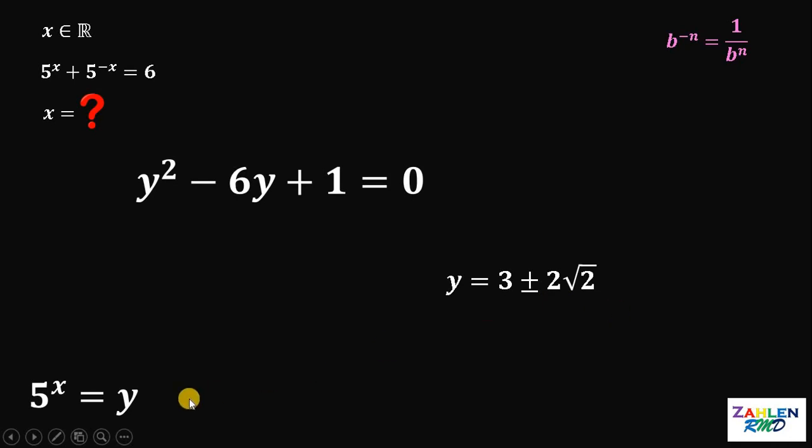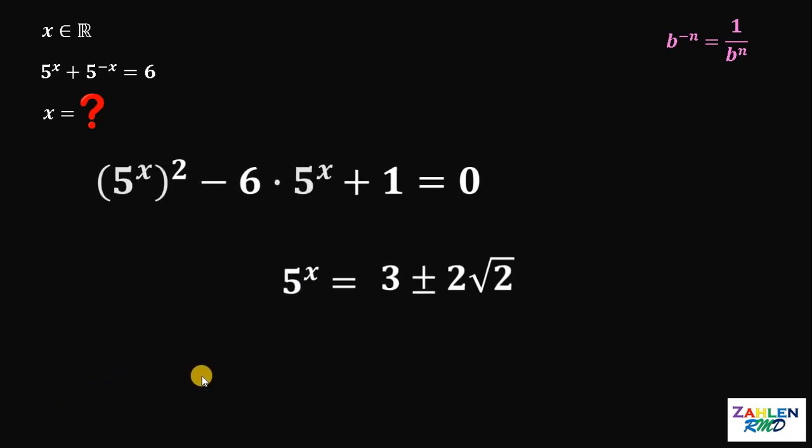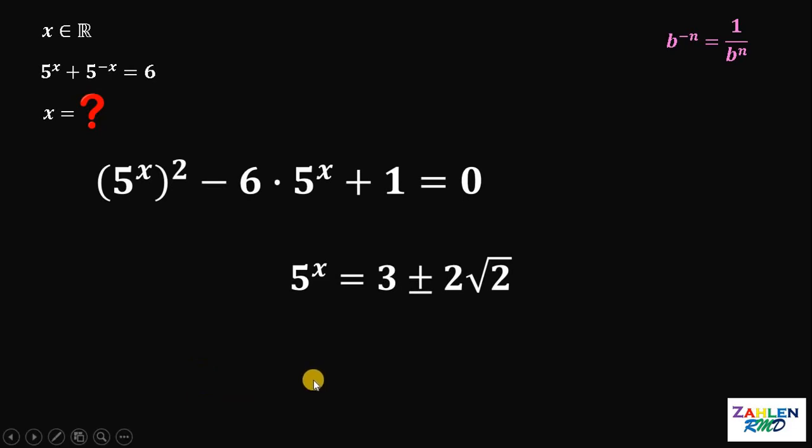Now take note that y is equal to 5 raised to x. So we can now replace all y by 5 raised to x. Now at this point, our goal is to solve for the value of x. Now to solve for x, we need to convert this exponential equation into logarithmic equation.